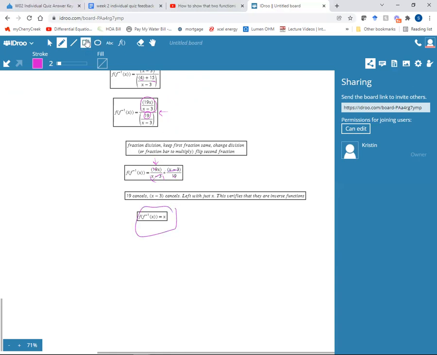And that not only is the answer to the function composition, but it also shows that they're inverse functions. Anytime you compose two functions and you get an x, they're inverses.